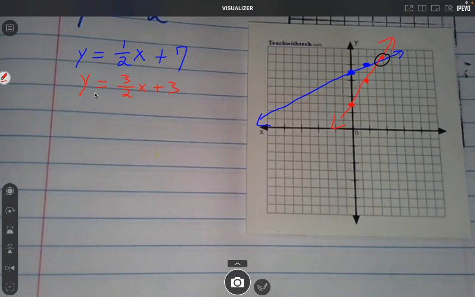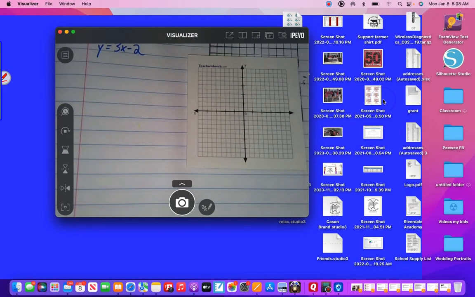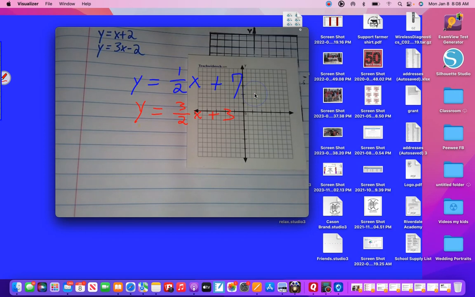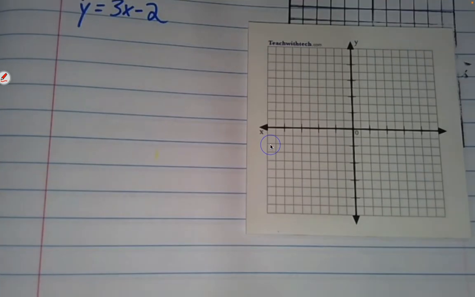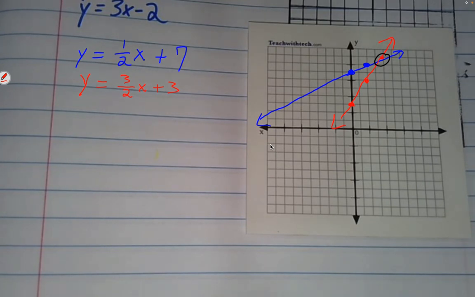So what's that point? It's over 1, 2, 3, 4, and up 1, 2, 3, 4, 5. Start again. 2, 3, 4, and up. 1, 2, 3, 4, 5, 6, 7, 8, 9. So it's over 4 and up 9. That's my answer. Okay, how do we feel about those?